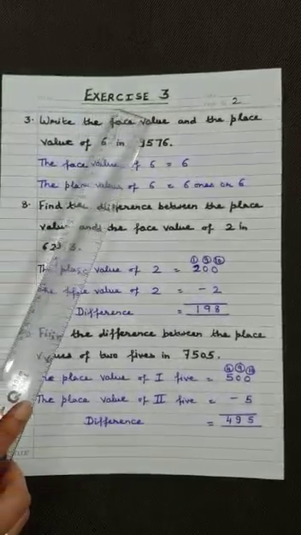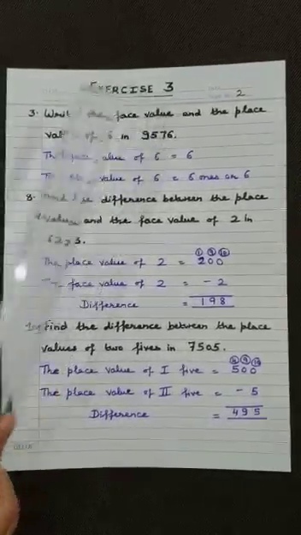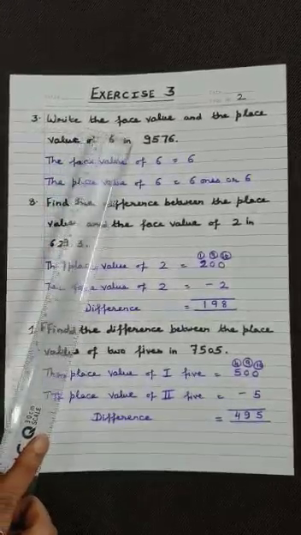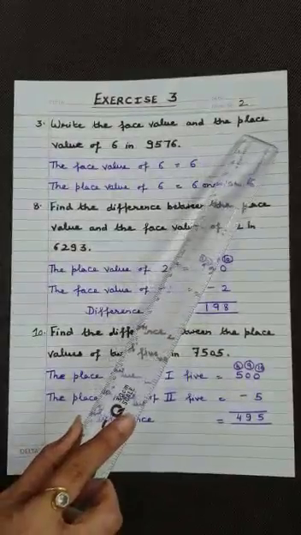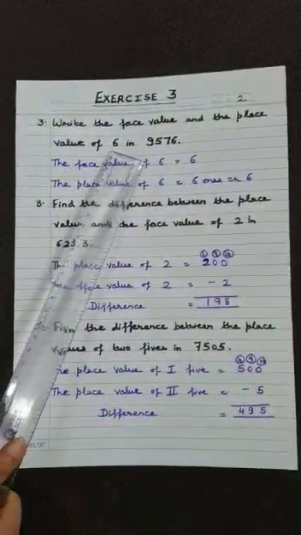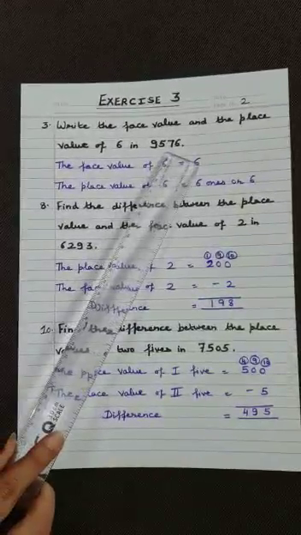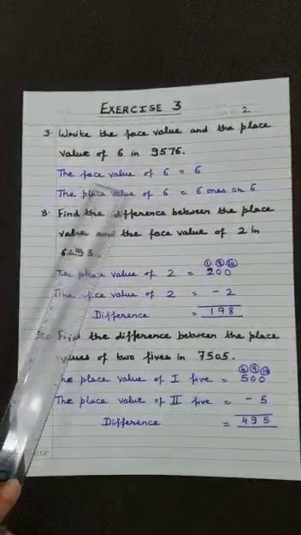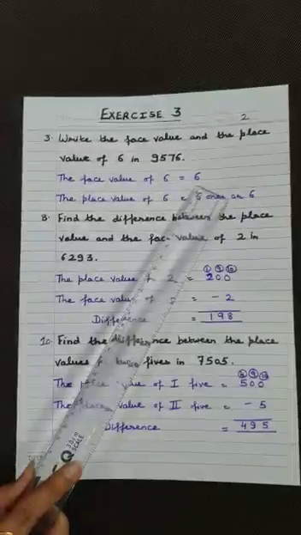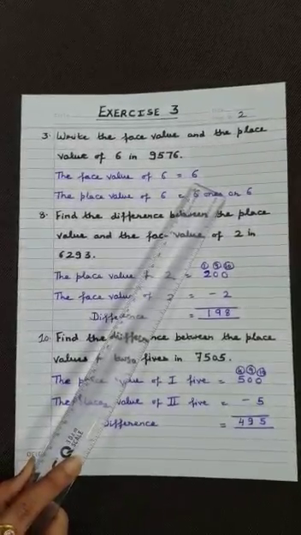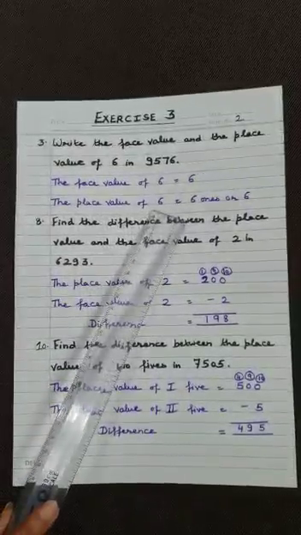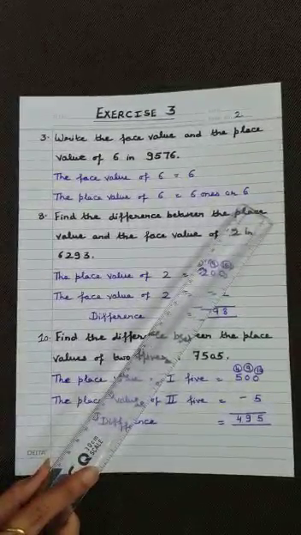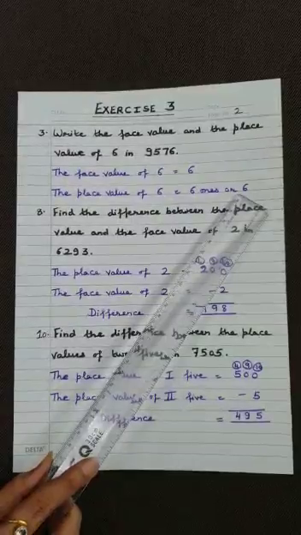Now, let us solve some questions of exercise 3. Question number 3. Write the face value and the place value of 6 in 9576. Face value. The face value of 6 is 6 because the face value always remains the same. The place value of 6: 6 comes under ones place. So 6 ones are 6. The place value of 6 is 6.